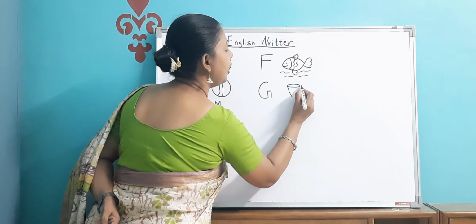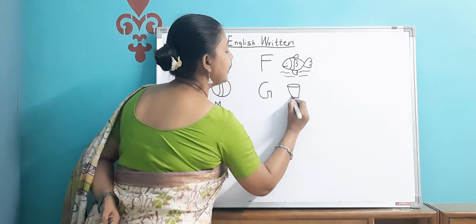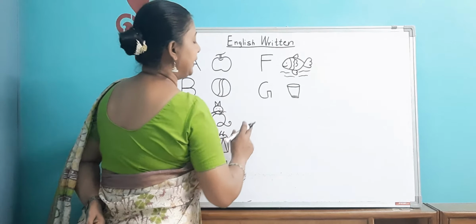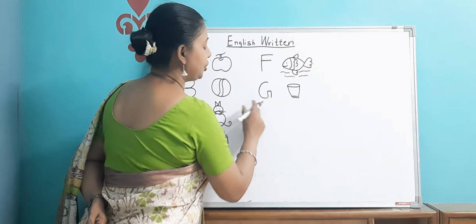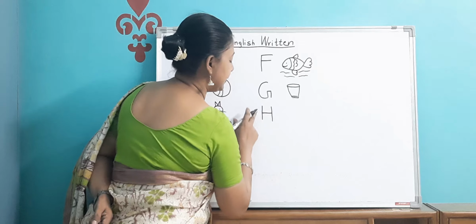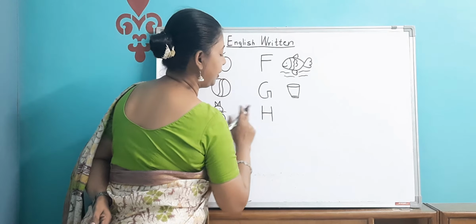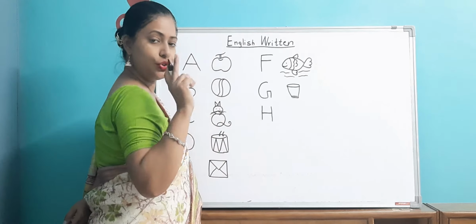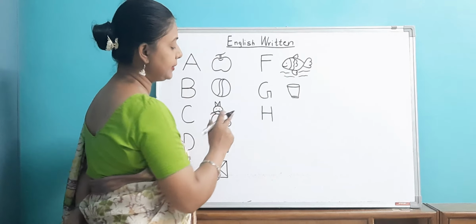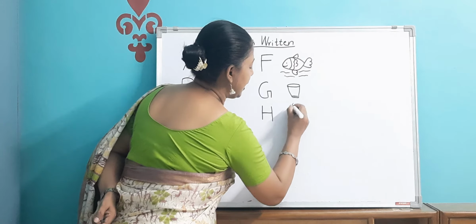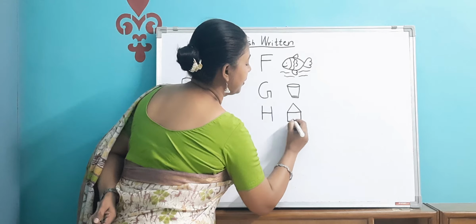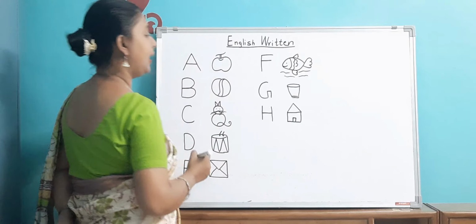In my last video, I taught you how to write alphabet G in your copy within the lines. After G comes H. This is standing line, sleeping line, standing line. First we drew two standing lines and we joined these two parallel lines with a sleeping line. So this is now H. H for hut.